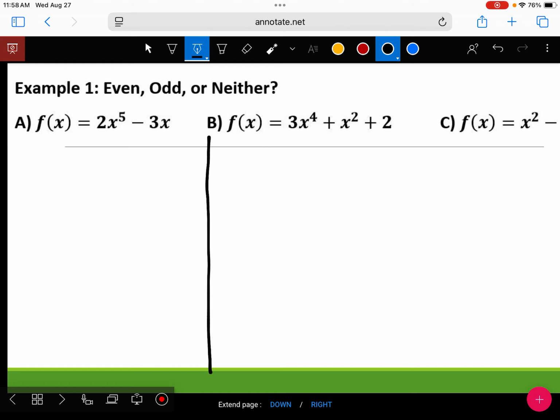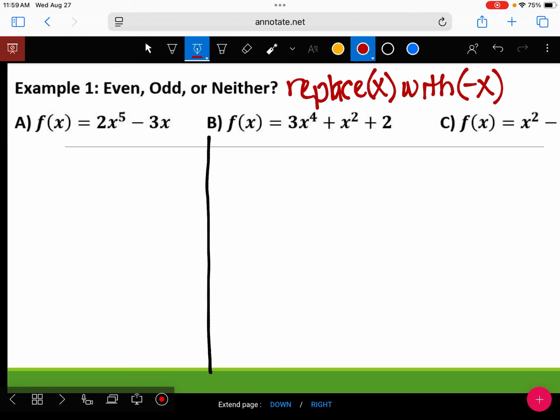So looking at the equation, we want to determine if this function has even symmetry, odd, which is origin symmetry, or no symmetry. And when we do that, all we're going to do is replace the x with negative x. That's what I'm doing. I'm going to take my x and replace it with negative x and then simplify it.